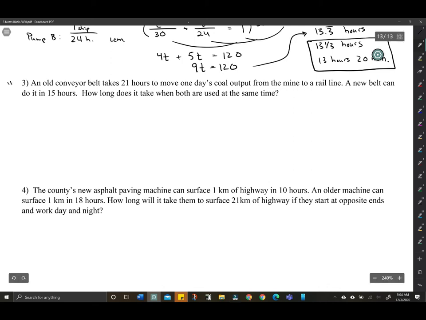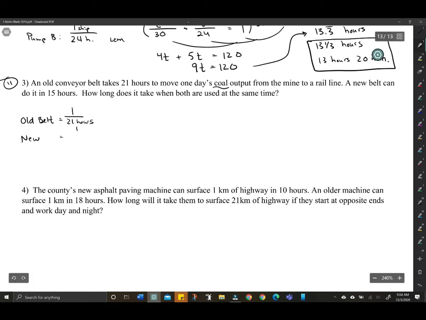All right, we got conveyor belts again. So this time coal. That's big around here. So an old conveyor belt takes 21 hours to move 1 day's coal. So we'll say the old belt is equal to 1 job over 21 hours. New belt can do it in 15. So the new belt's a little more efficient, and that's 1 over 15. Okay, going to say they're used at the same time.